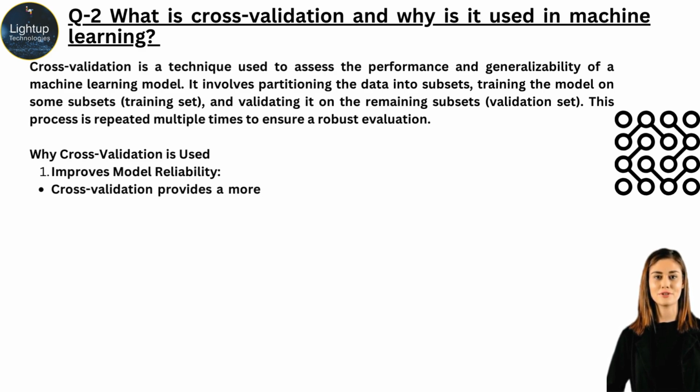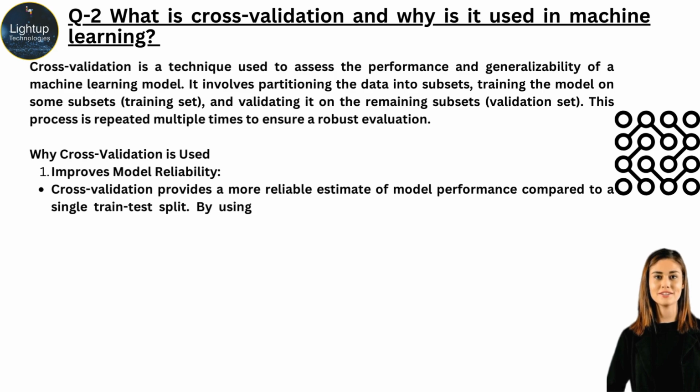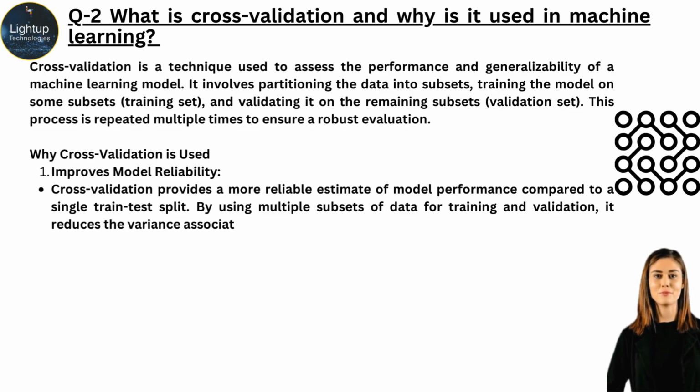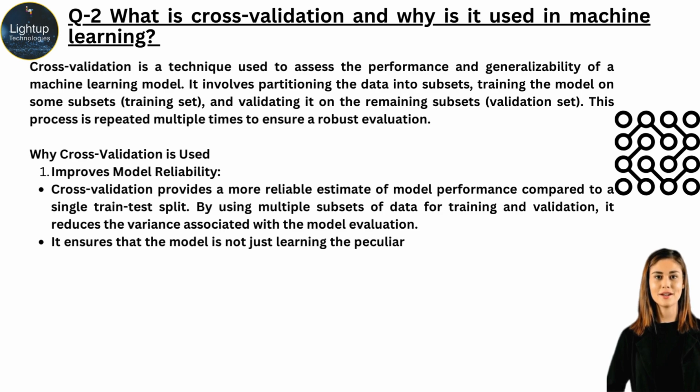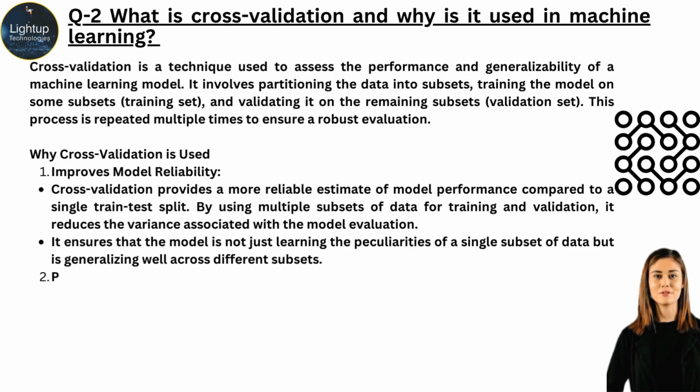Why cross-validation is used? Improves model reliability. Cross-validation provides a more reliable estimate of model performance compared to a single train test split. By using multiple subsets of data for training and validation, it reduces the variance associated with the model evaluation. It ensures that the model is not just learning the peculiarities of a single subset of data but is generalizing well across different subsets.